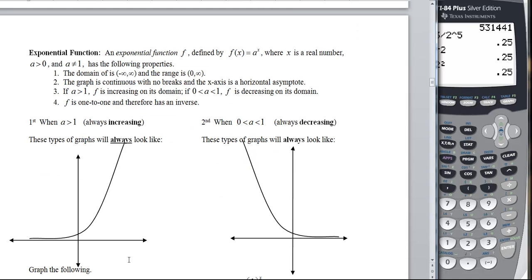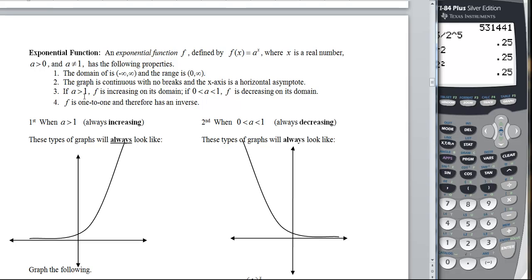So that's what these poor little curves are looking like. I had to do these by hand. They don't look too bad. But anyway, notice this one right here, how it gets close to the x-axis, but it does not cross it. Same thing here.